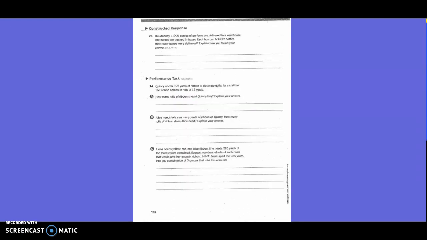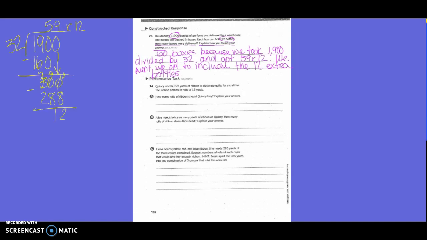All right, number 23, constructed response. On Monday, 1,900 bottles of perfume are delivered to a warehouse. The bottles are packed in boxes. Each box can hold 32 bottles. How many boxes were delivered? Explain how you found your answer. You said we would need 60 boxes because we took 1,900 divided by 32 and got 59 remainder 12. We went up 1 to include the 12 extra bottles.